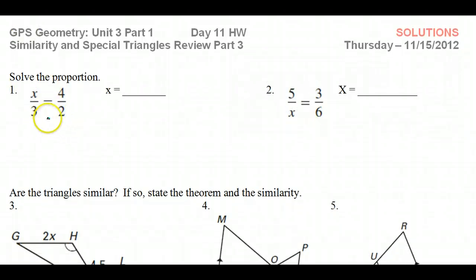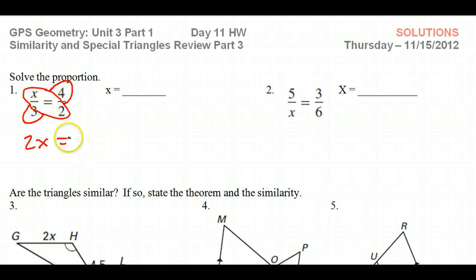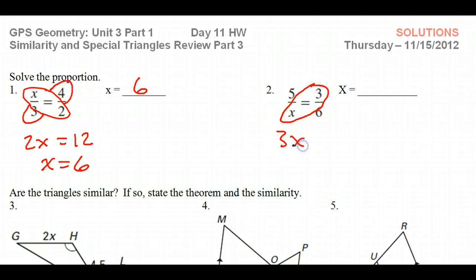Okay, number one, solving proportion. Of course, we cross multiply by doing this. That's going to give me 2x from this diagonal. 3 times 4 is 12. So x is equal to 6. On this one, if I do this diagonal, that's 3x. If I do this diagonal, that's 30. So 3x equals 30. So x is equal to 10.